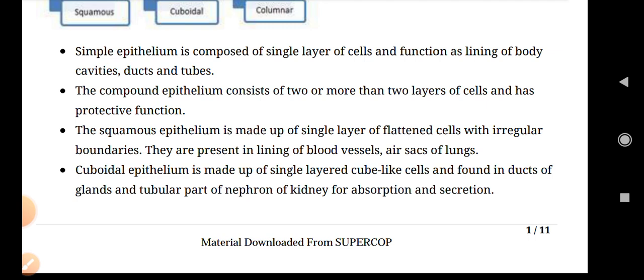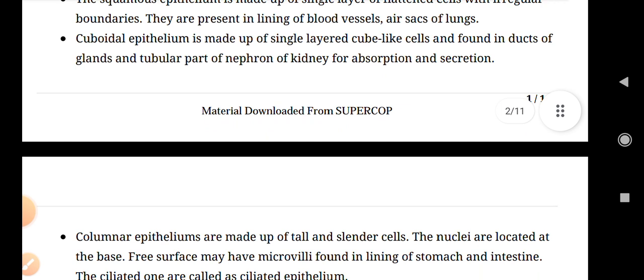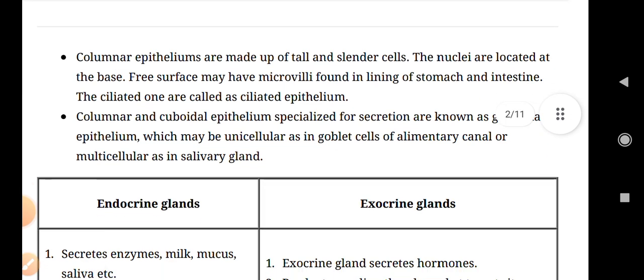The squamous epithelium is made up of a single layer of flattened cells with irregular boundaries. They are present in the lining of blood vessels and air sacs of lungs. Cuboidal epithelium is made up of single-layered cube-like cells and is found in ducts of glands and the tubular part of the nephron of the kidney, for absorption and secretion.